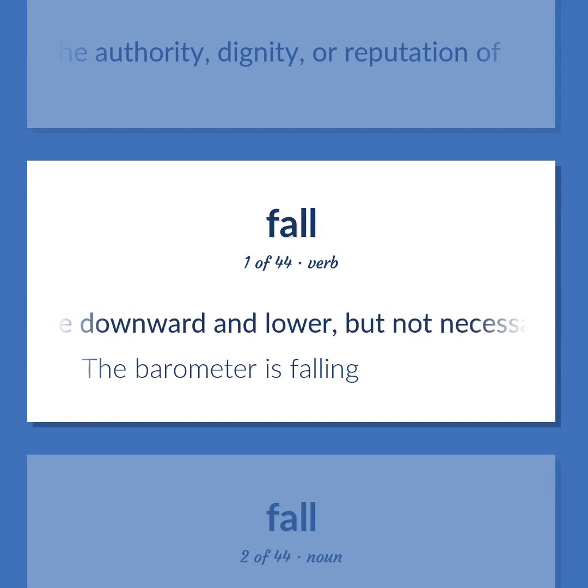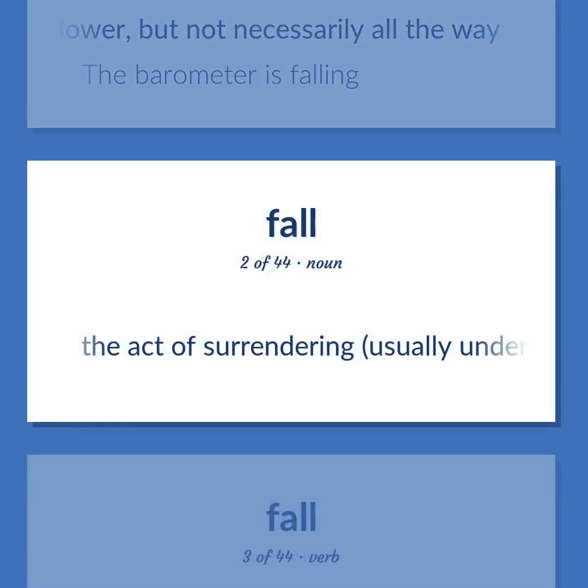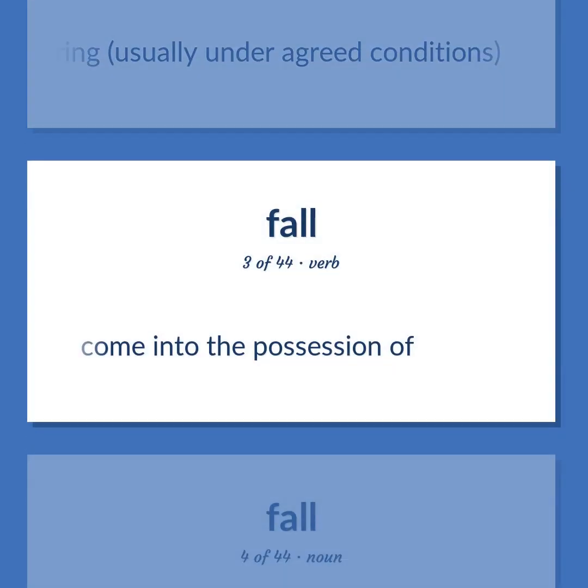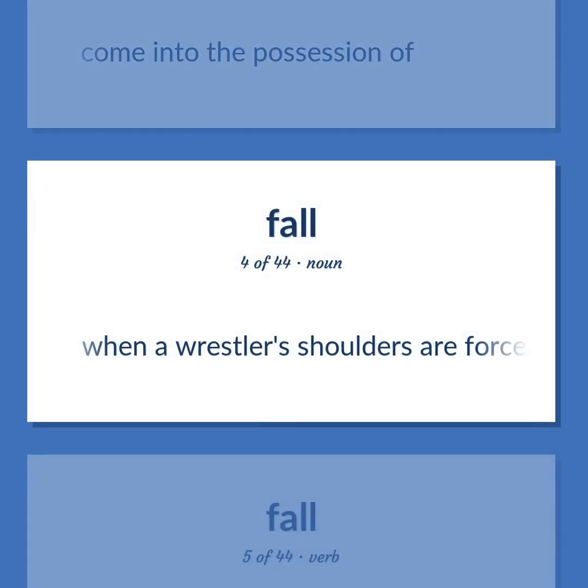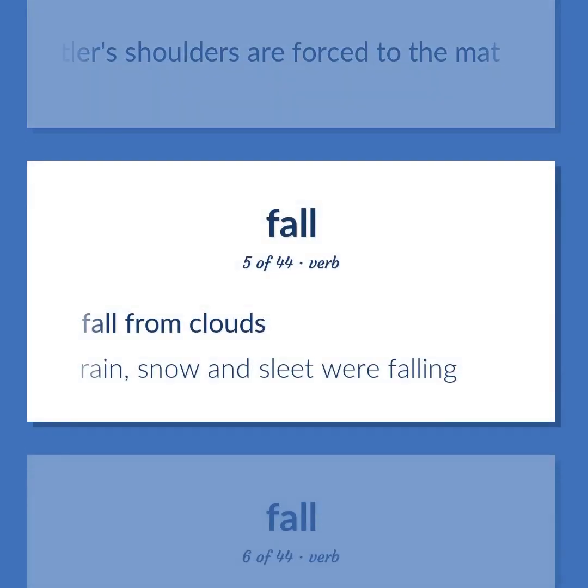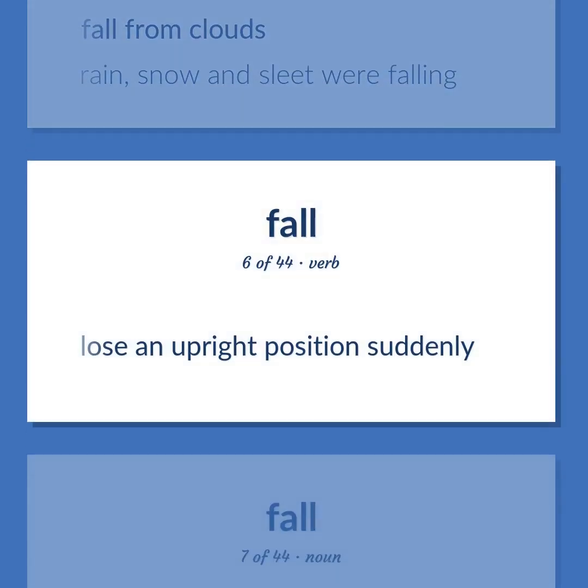Move downward and lower, but not necessarily all the way. The barometer is falling. The act of surrendering, usually under agreed conditions. Come into the possession of. When a wrestler's shoulders are forced to the mat. Fall from clouds. Rain, snow and sleet were falling. Lose an upright position suddenly.